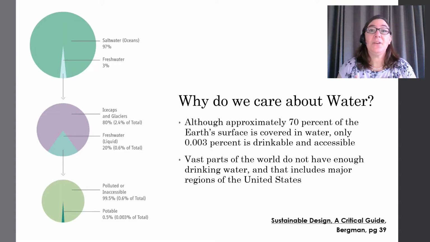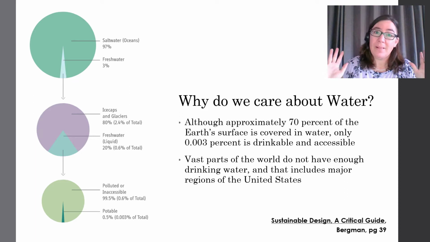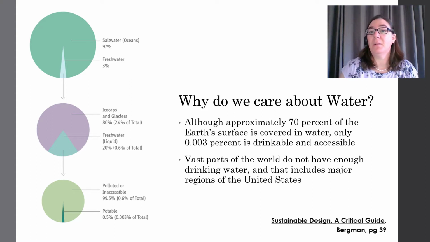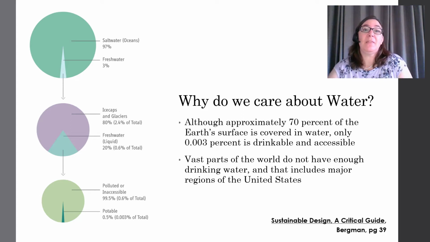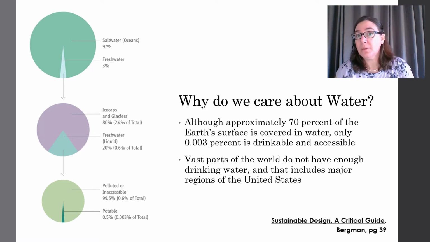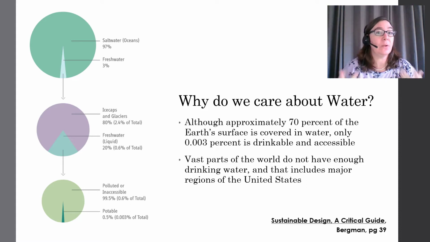So why exactly do we care about water? Well, water is necessary to sustain life, and although there is a lot of it here on Earth, only a very, very small percent is both drinkable, potable is the word, and accessible, meaning that we can get it to our homes and our living places. And therefore, there are vast parts of the world, there's a lot of places that don't have enough drinking water, including here in the United States.